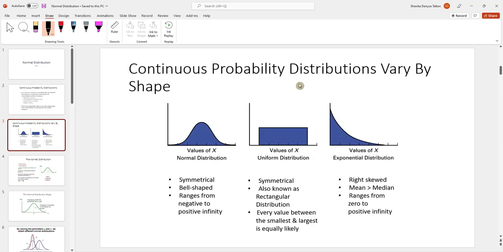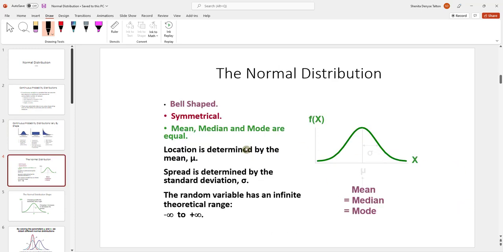So there are different types of continuous probability distributions. We also have uniform distribution as well as exponential, but we're going to focus on the normal distribution. The normal distribution is symmetrical, it's bell-shaped, and it ranges from negative to positive infinity. The mean, median, and mode, if the graph is perfectly symmetric, they will all be equal. The mean is located in the middle, and the spread is determined by the standard deviation sigma.